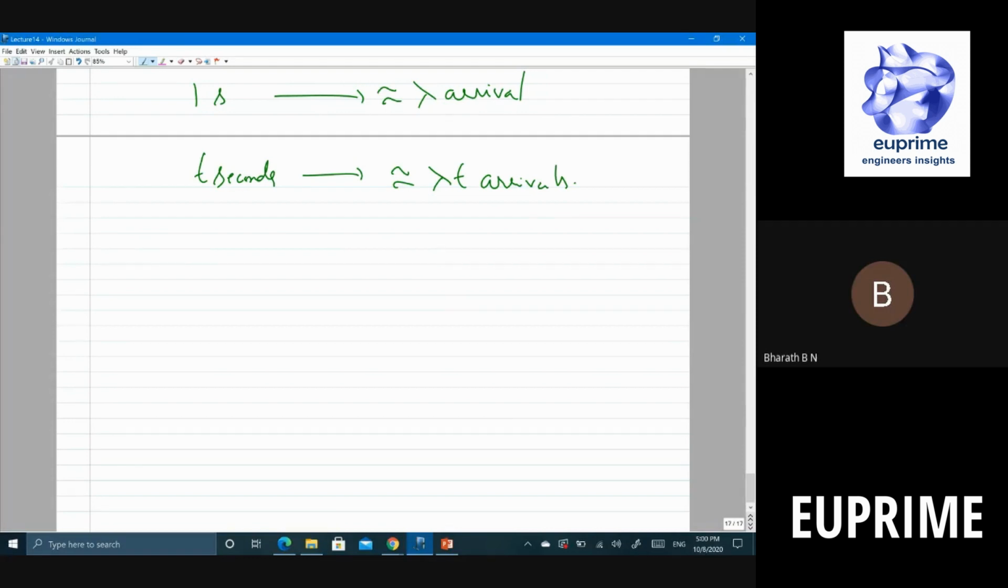One thing you could have observed in your traffic, for example: if you look at a half-hour window, the average number of cars arriving is something. If you take a 1 hour window, it's something, and a 2 hour window, it's something. If you plot all these three, it fits a line with slope lambda. That's something people would have observed.